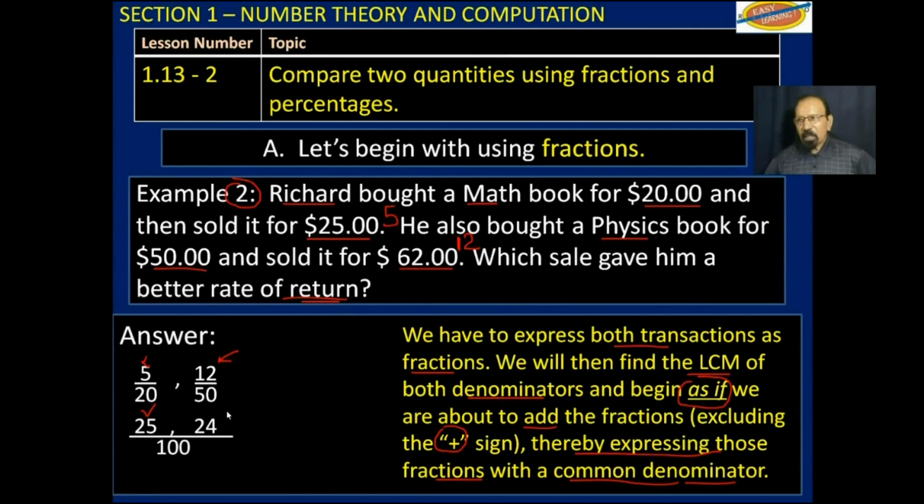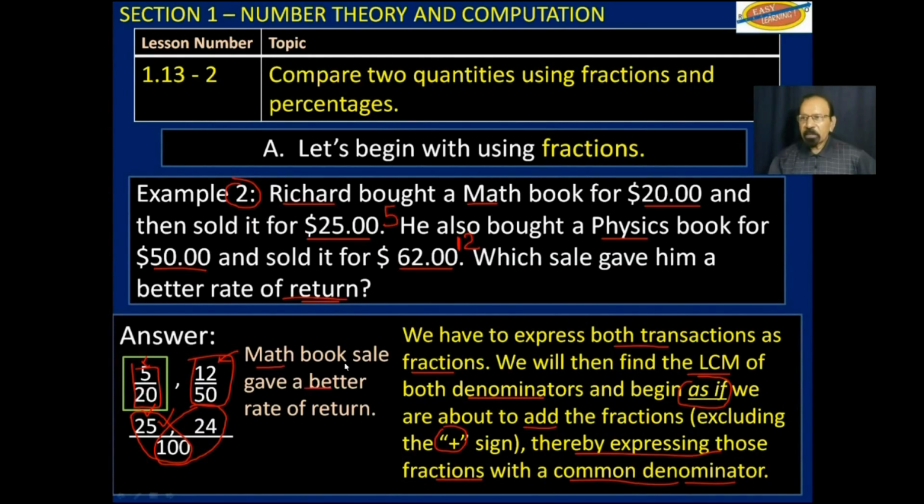So you understand that 5 over 20 is the same as 25 over 100. And 12 over 50 is the same as 24 over 100. Both of them are now on a level playing field. The denominator is 100. So you can see, obviously, that this one here is a better rate of return. Not much better. That one is 25 and the next one is 24, but still better. So the math book sale gave a better rate of return. Okay, now that you know that, for the next 2 examples, that is exactly what we will be doing.